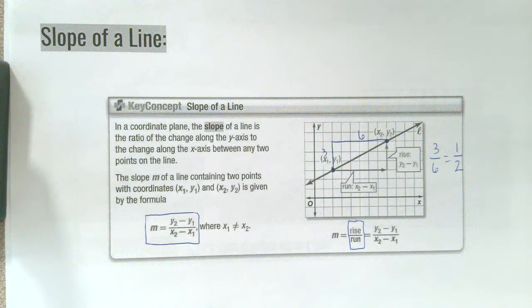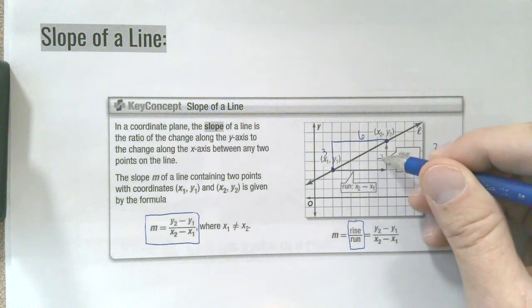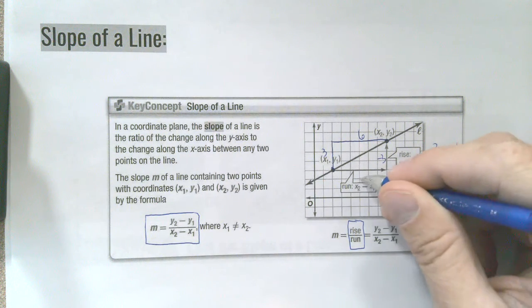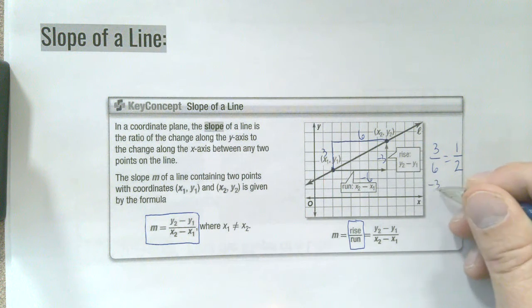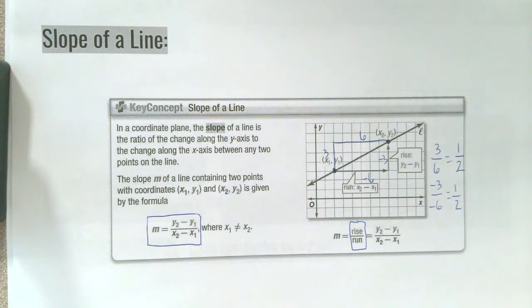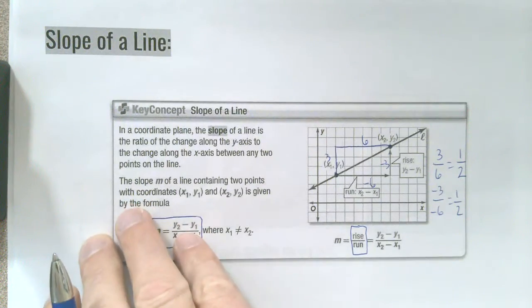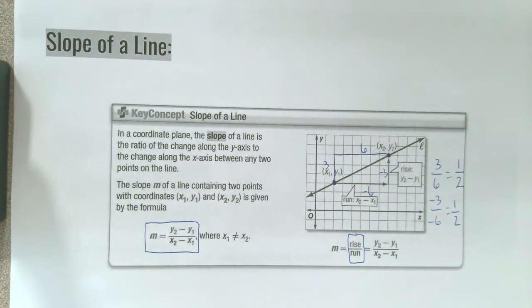It doesn't matter which point you start at. If you would have started at this point, that would have been down 3, which is negative 3, and left 6, which is negative 6. So negative 3 over negative 6 would also give you positive 1/2. Hopefully that is coming back to you from Algebra 1. Leave that up there.